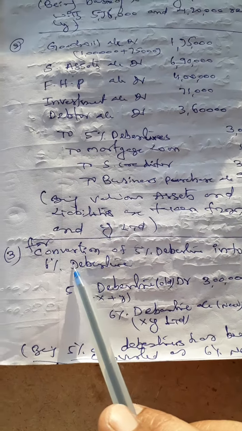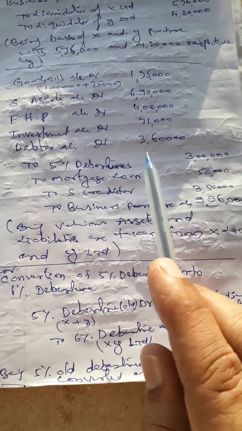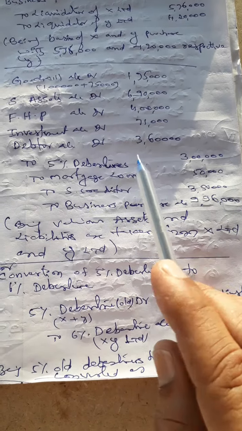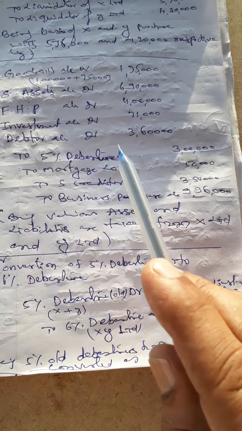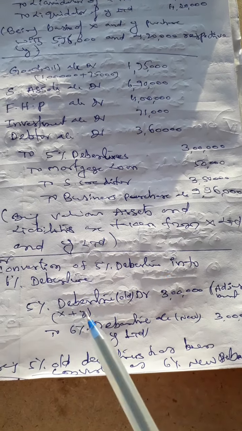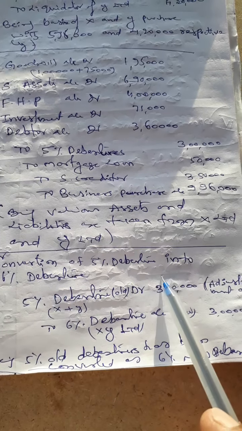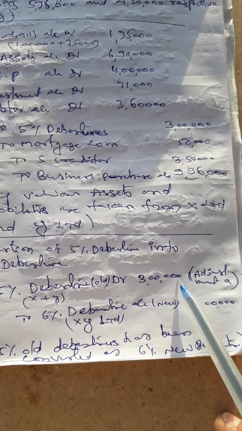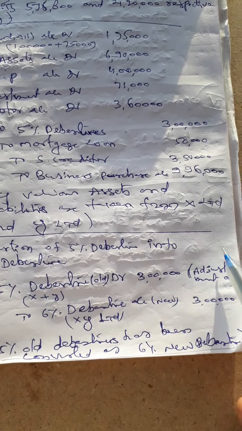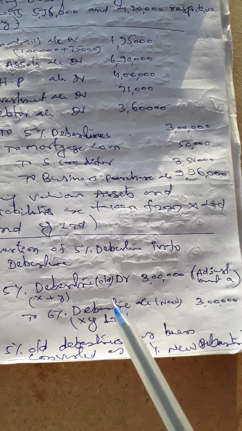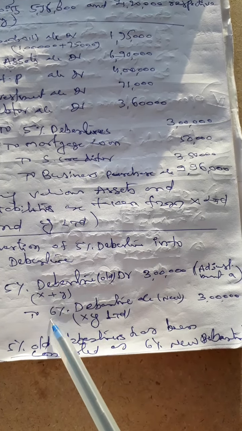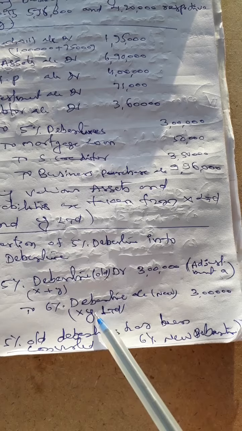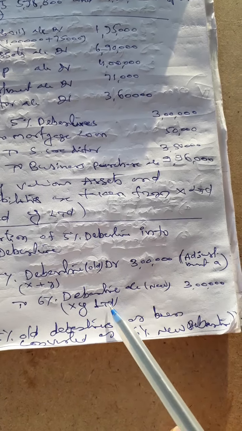Debit the debentures we have taken from X and Y, 3 lakhs. These 5% debentures are now cancelled, and we are issuing new debentures at a 6% rate of interest. That's why we debit the old 5% debentures, 3 lakhs. It is given as adjustment A, Nana. Please read it carefully. Next, adding both companies' 3 lakhs, the 6% debentures are newly issued debentures by XY Limited, 3 lakhs.